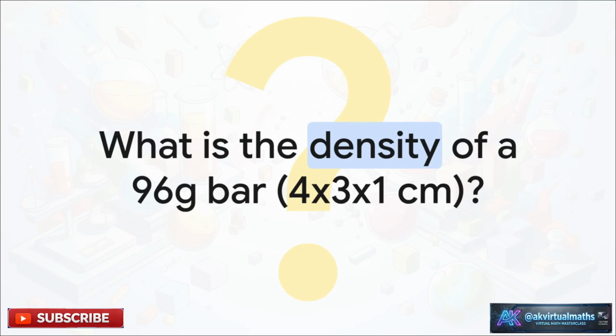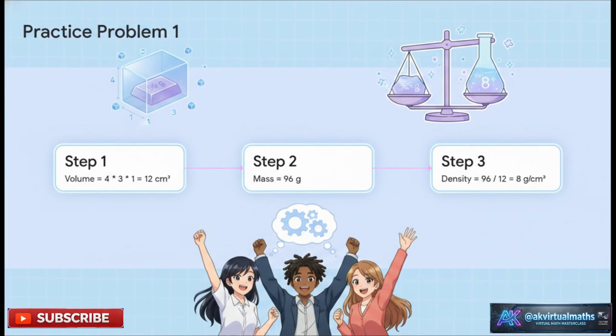All right, practice time. Here is a classic exam question. A rectangular steel bar is 4 centimeters long, 3 centimeters wide, and 1 centimeter thick. It has a mass of 96 grams. What is its density? I want you to pause this explainer right now, grab your calculator, and try to work this out yourself. Seriously, pause it. You've got this. Okay, let's see how you did.